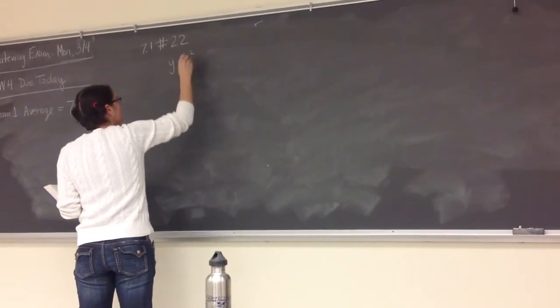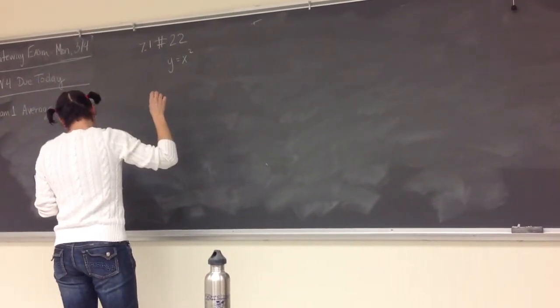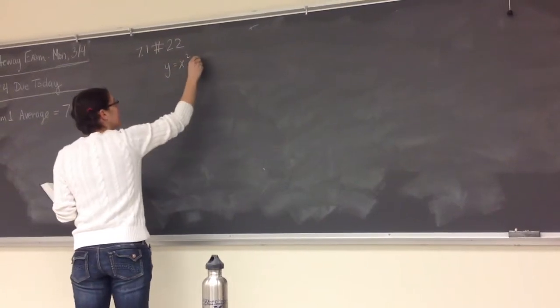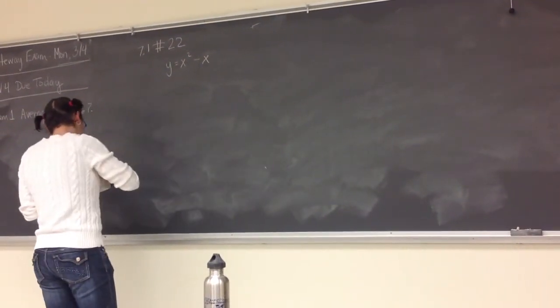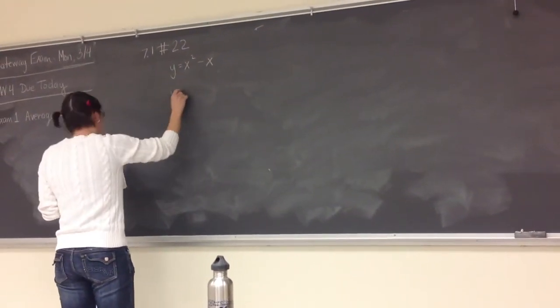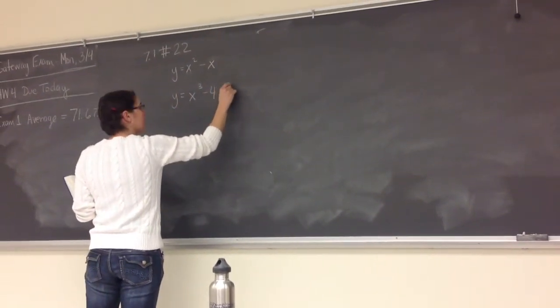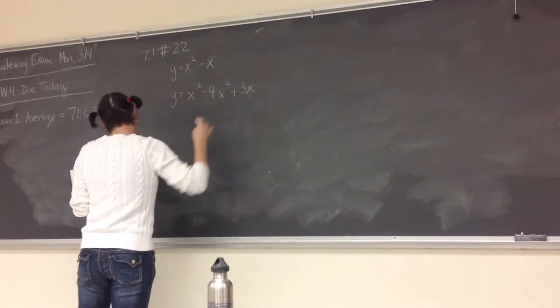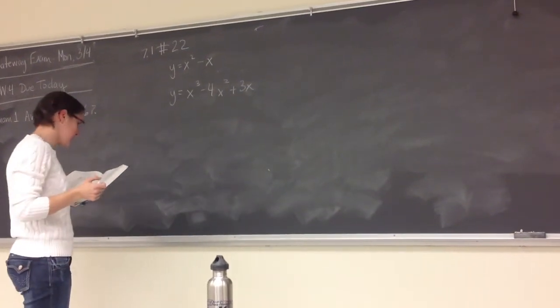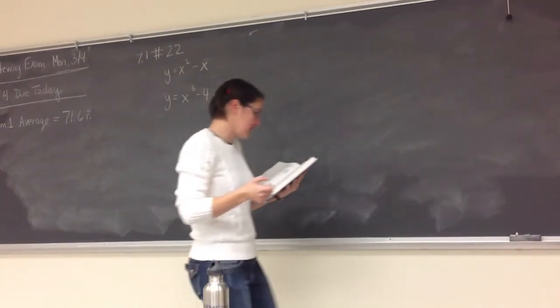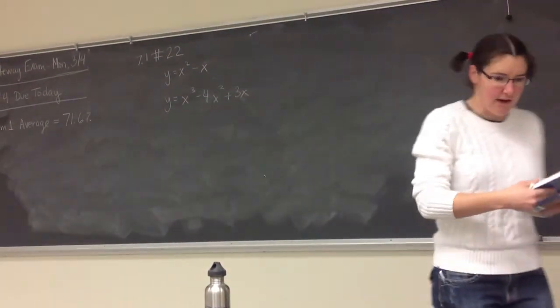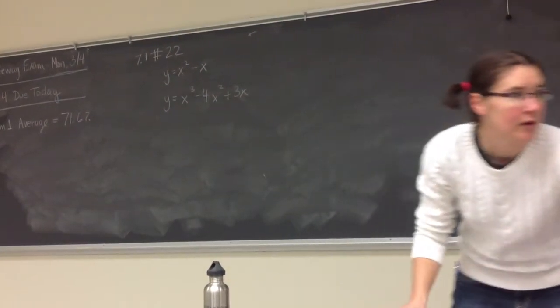y equals x squared minus x. Minus x, thank you. Y equals x cubed minus 4x squared plus 3x. And we're asked to graph those on a common screen and observe that the region between them consists of two parts. Find the area of this region.